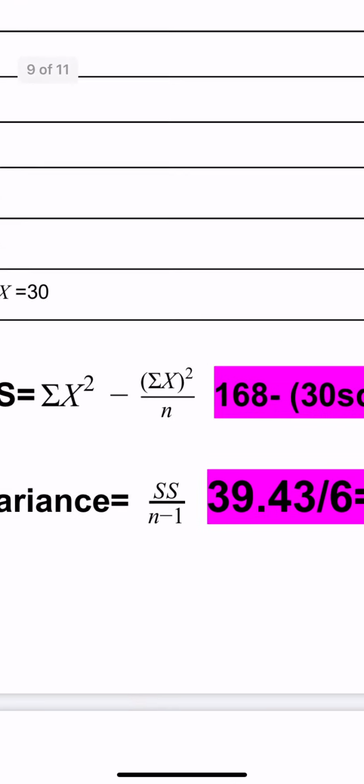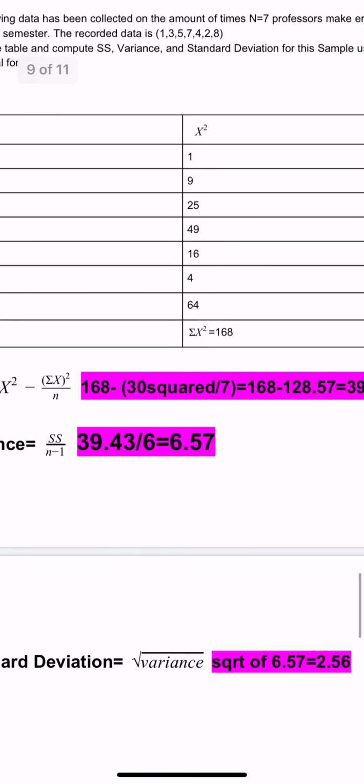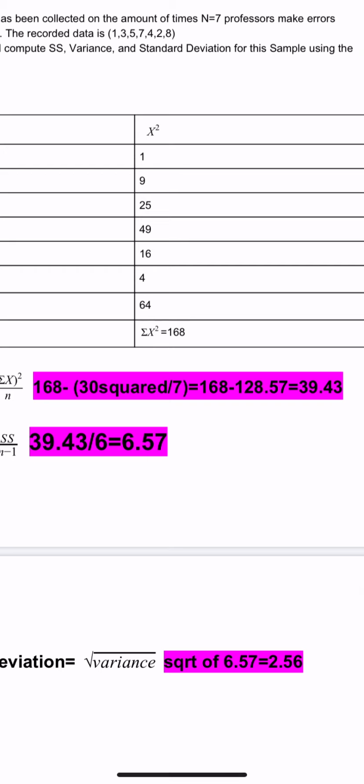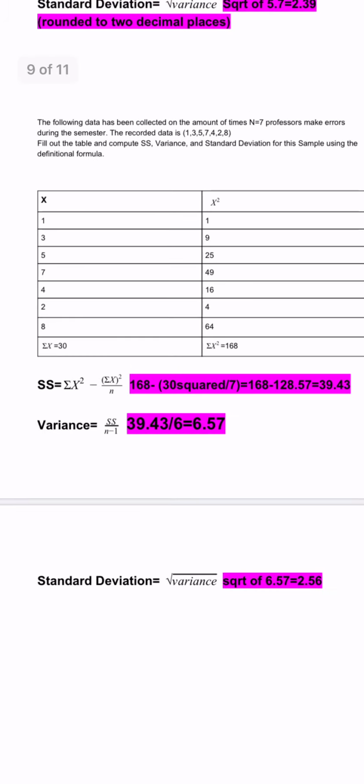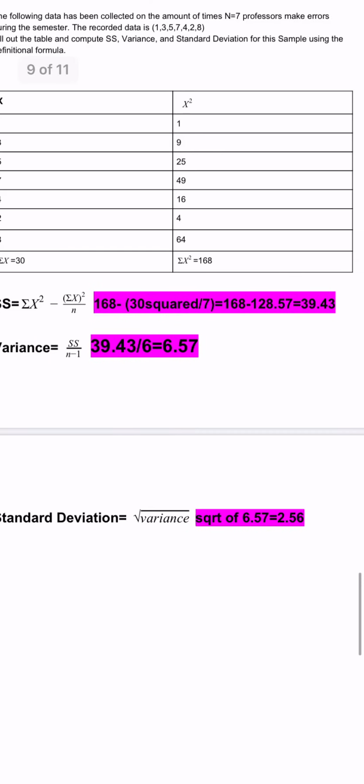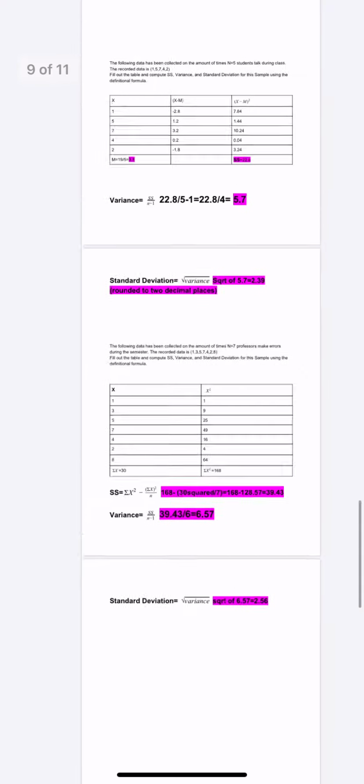Now you just plug everything into this formula. So 168 minus 30 squared divided by 7 comes out to 168 minus 128.57, which equals 39.43. Now to get the variance of a sample, you do the sum of squares divided by n minus 1. 39.43 divided by 6, which is 7 minus 1, equals 6.57. The standard deviation is just the square root of this variance. The square root of 6.57 is 2.56.